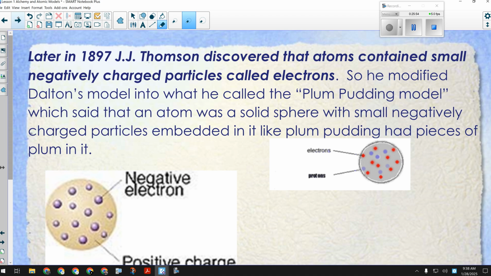What we're seeing here is an example of how science is supposed to work. We have a model, we have an idea, and then something comes along that disproves it. So we have to come up with something new. This happens many times throughout the history of chemistry.